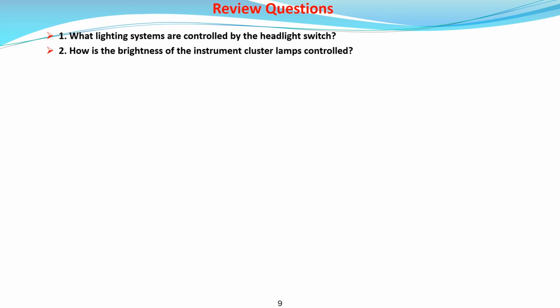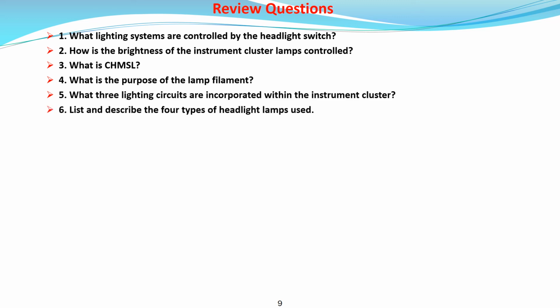The first question: what lighting systems are controlled by the headlight switch? How is the brightness of the instrument cluster lamps controlled? What is CHMSL? What is the purpose of the lamp filament? What three lighting circuits are incorporated within the instrument cluster? List and describe the four types of headlight lamps used.